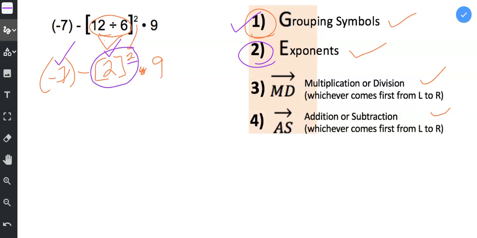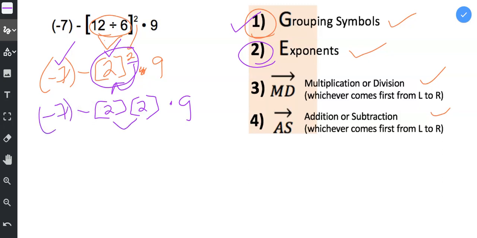The 2, the exponent, tells you how many times to record the base. The base is this 2 in brackets. So I record the base in brackets 2 times. I'm going to be multiplying those 2 together. I copy the rest of the problem. 2 times 2 gives me 4. I continue to copy the times 9 part, the minus sign, and the -7. So I'm finished with the exponents.